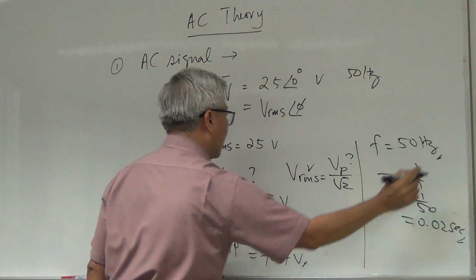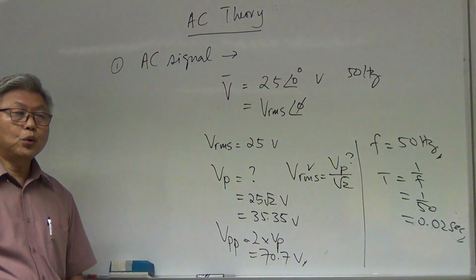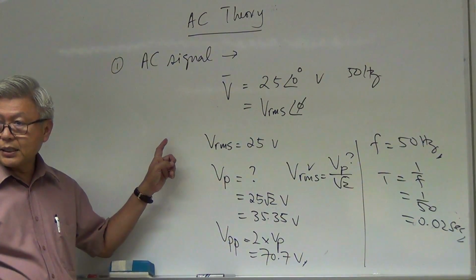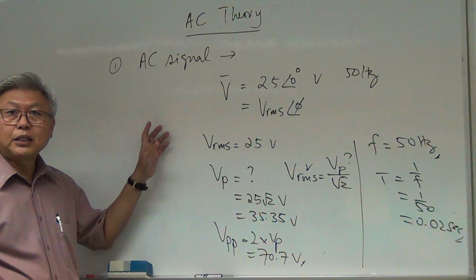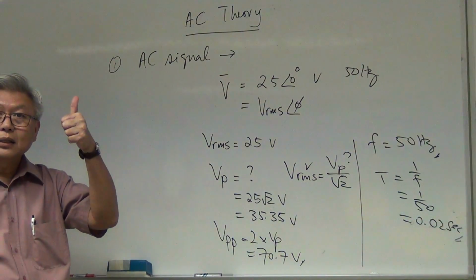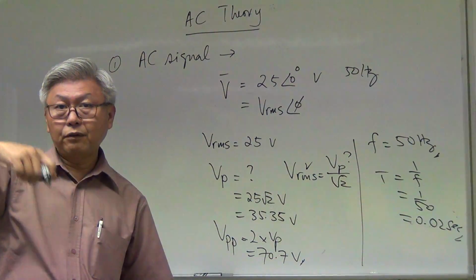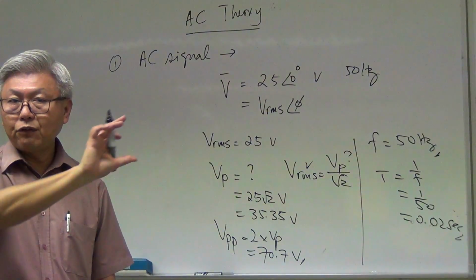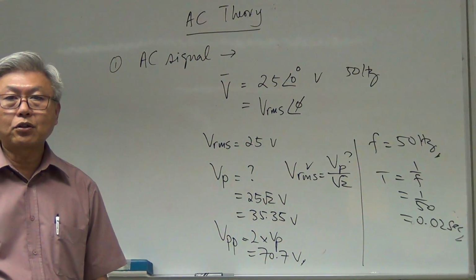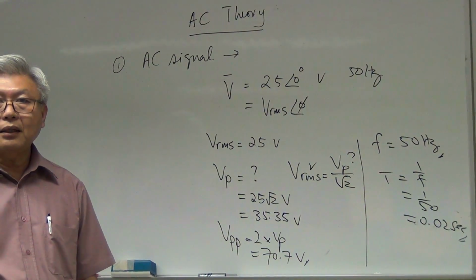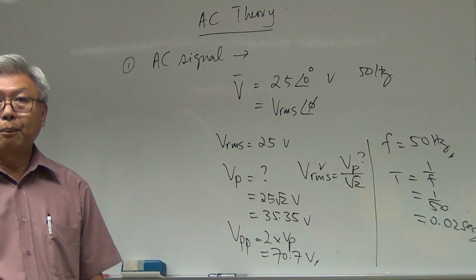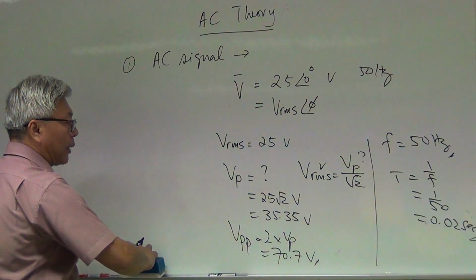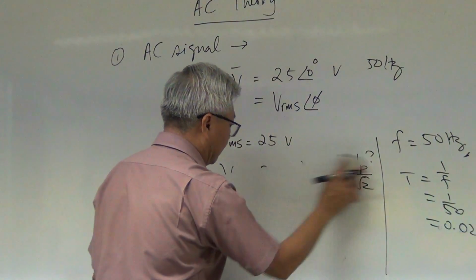Okay? So what we have just gone through is the AC signal. An AC signal can be represented in 3 ways. 1, I give you a sine wave. 2, I give you a mathematical expression, the sinusoidal expression. 3rd, I give you the phasor form. Okay? So let us practice some examples of this.